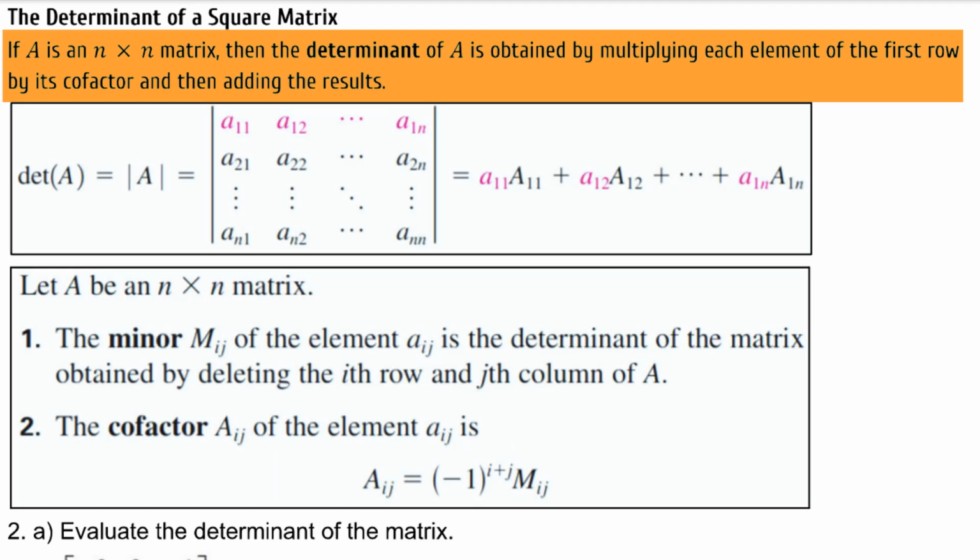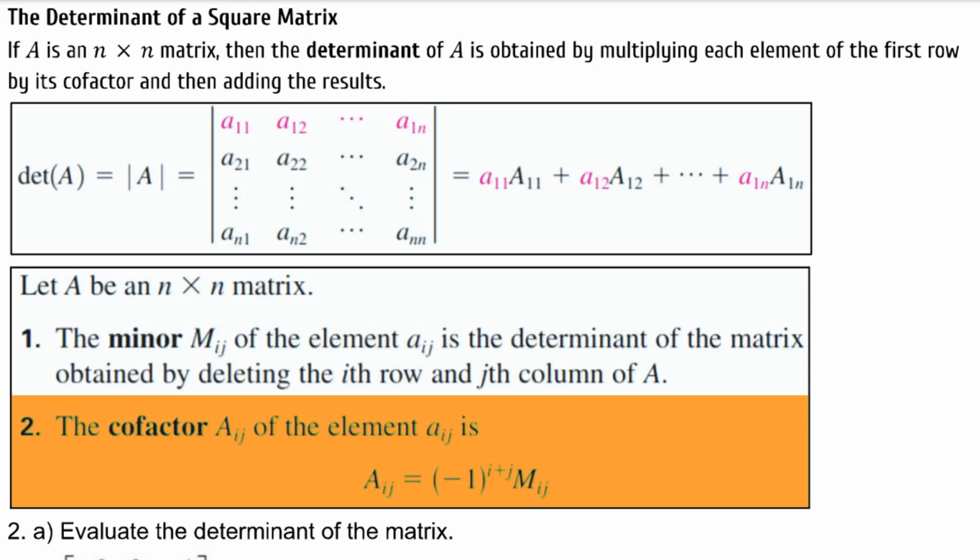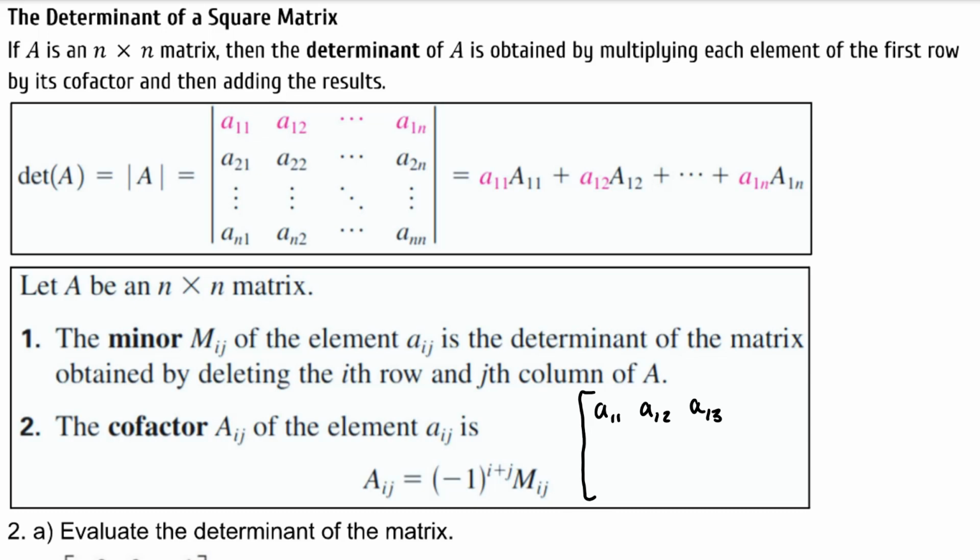The determinant of a square matrix. If A is an n by n matrix, then the determinant of A is obtained by multiplying each element of the first row by its cofactor and then adding the results. The minor Mij of the element Aij is the determinant of the matrix obtained by deleting the ith row and the jth column of A. The cofactor capital Aij of the element little aij is negative 1 to the power of i plus j times the minor Mij. What in the world does that mean?